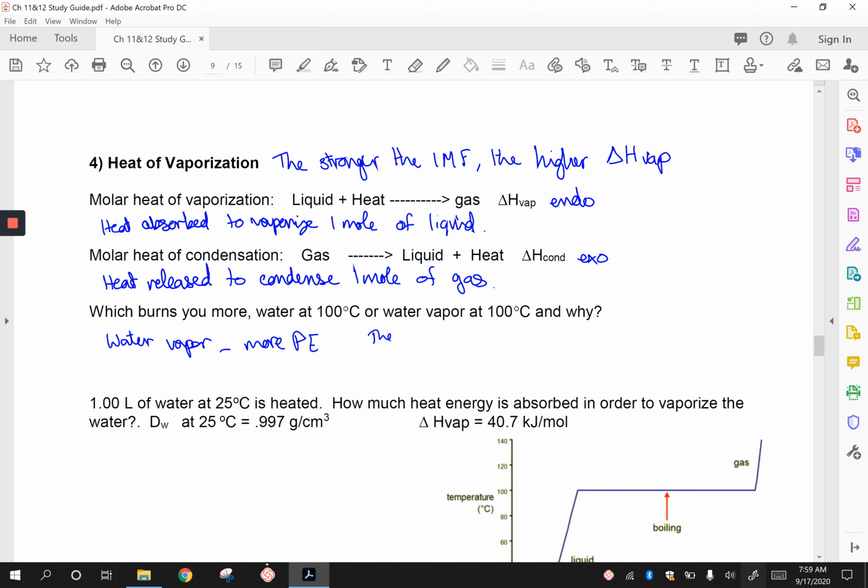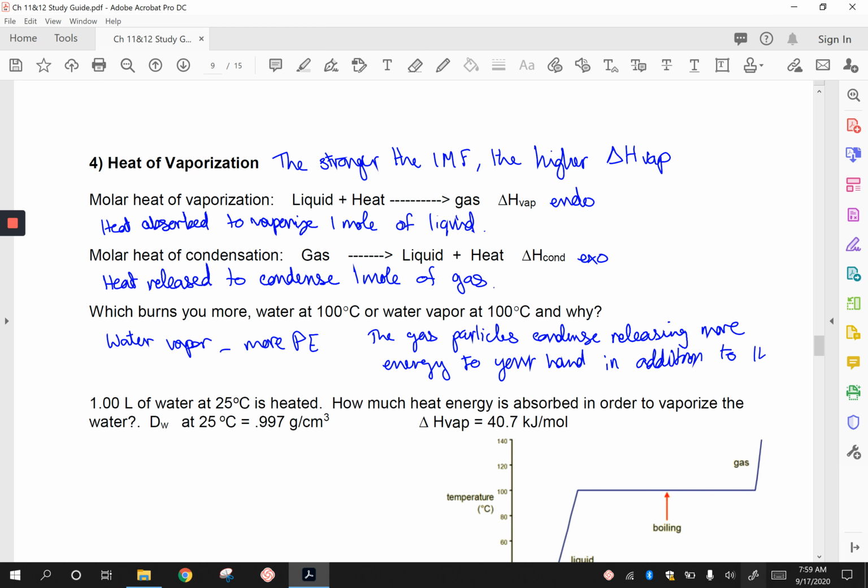So the gas particles condense, releasing more energy to your hand. And this is in addition to the energy released because of the difference in temperature.